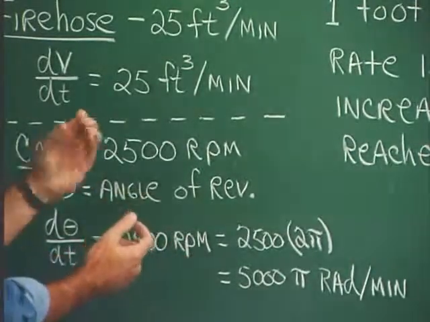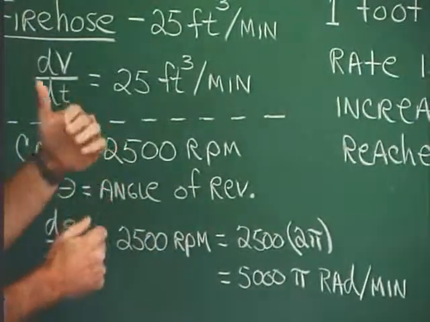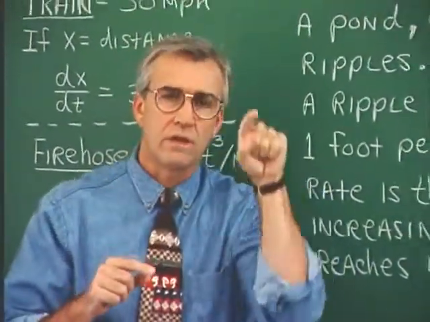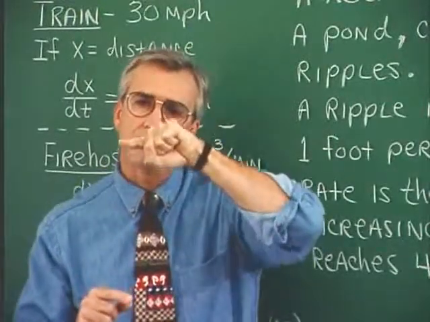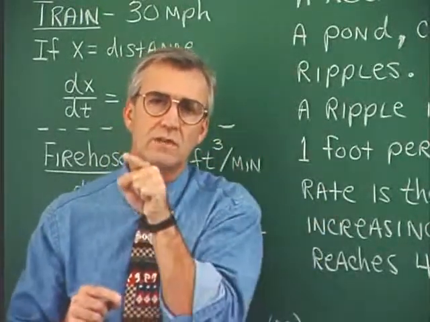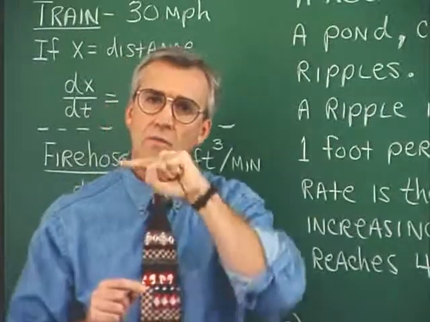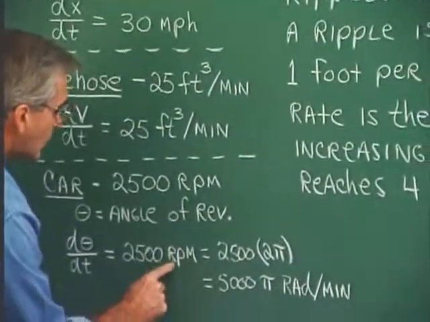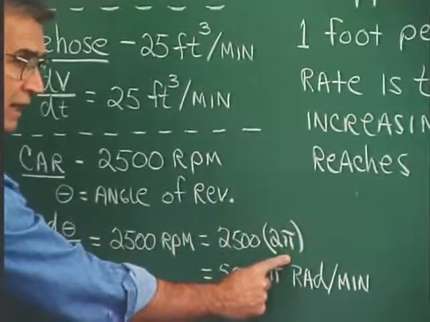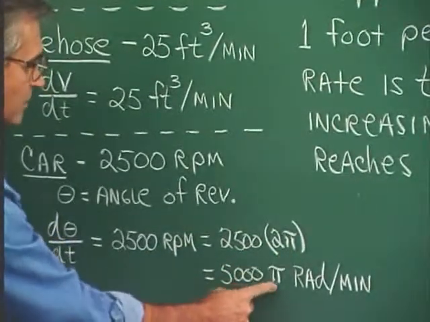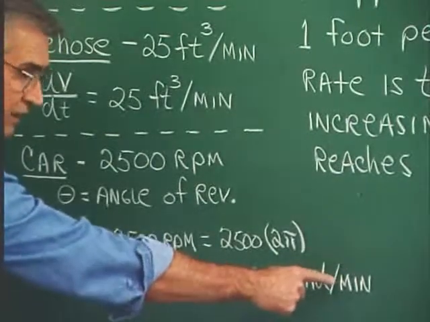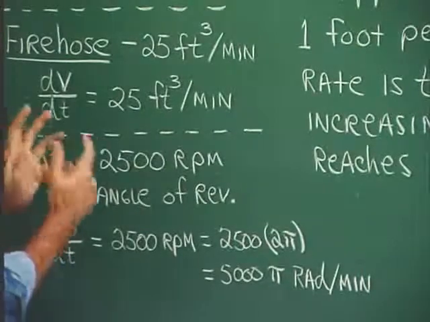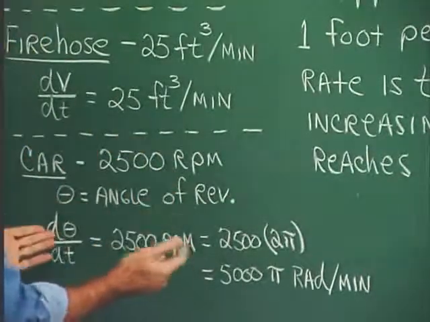Now, if we're talking about this theta angle business, angular change is according to a theta within a circle. And you know that a complete revolution of a circle is an angle of 2 pi radians. So if we put that idea to this RPM, each revolution is 2 pi. So this would be 5,000 pi radians per minute, which is the angular velocity that we're talking about here.